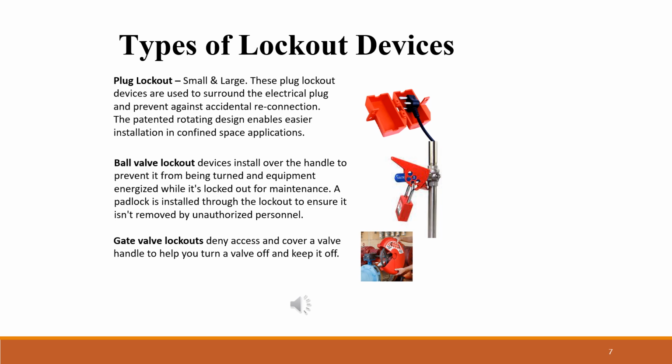Ball valve lockout devices install over the handle to prevent it from being turned and equipment energized while it's locked out for maintenance. A padlock is installed through the lockout to ensure it isn't removed by unauthorized personnel. Gate valve lockouts deny access and cover a valve handle to help you turn a valve off and keep it off. We will discuss more lockout device examples in the next parts.